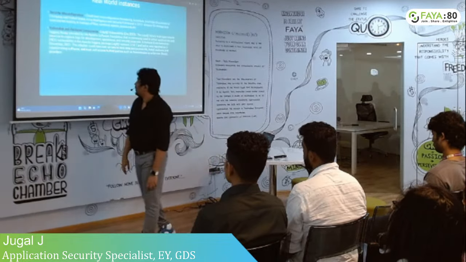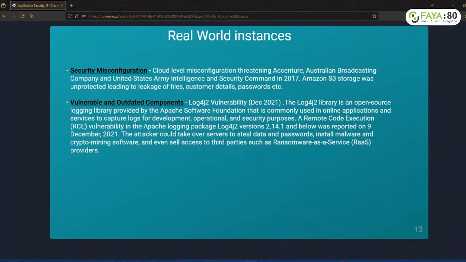Okay, security misconfiguration examples. This is a little more dangerous because the United States Army intelligence is involved, and then we've got the Australian Broadcasting Corporation and Accenture. This was a cloud level misconfiguration, which we were talking about in the past, right? It was stored on an Amazon S3 bucket. The storage was unprotected, leading to leakage of files, customer details, passwords. And like I said, it's the Army intelligence, so definitely a lot of sensitive data was involved. This is why we need to ensure that the cloud and how you access it, the key management, everything is proper, right?